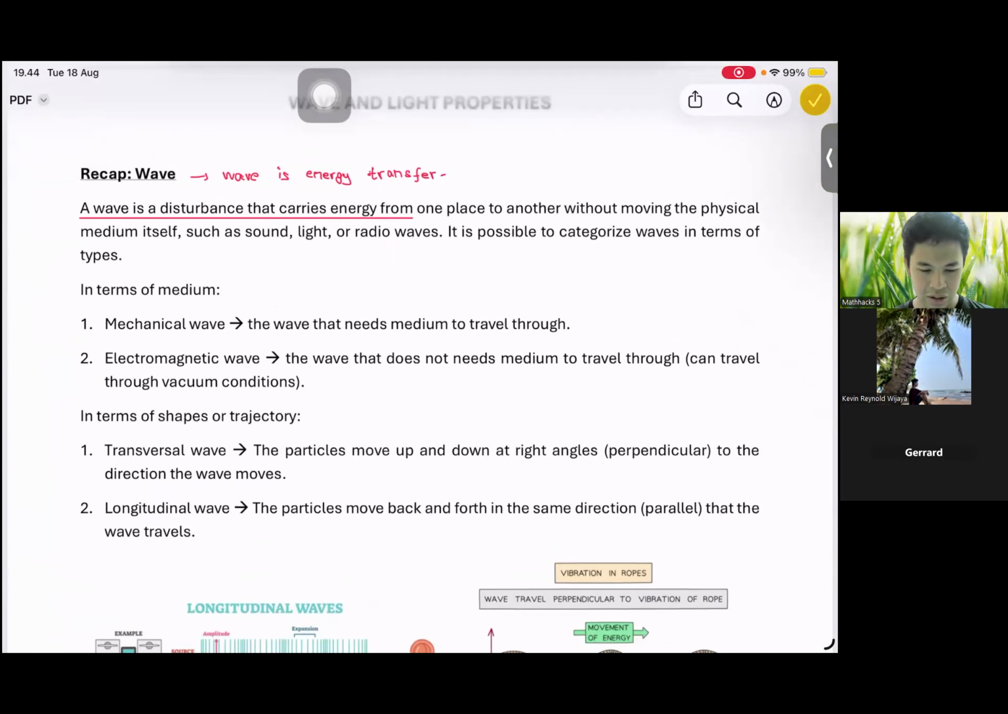And in the trial class we already talked about how wave can move in different media. If the wave needs a medium to move, we call it a mechanical wave. If the wave doesn't need a medium to move, we call it an electromagnetic wave. So electromagnetic wave basically is light. Light is an example of electromagnetic wave.